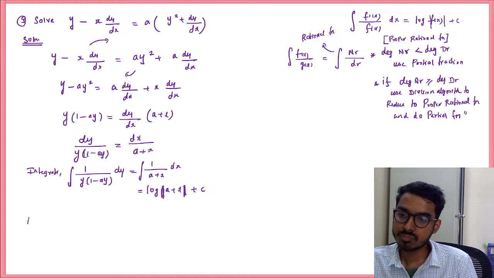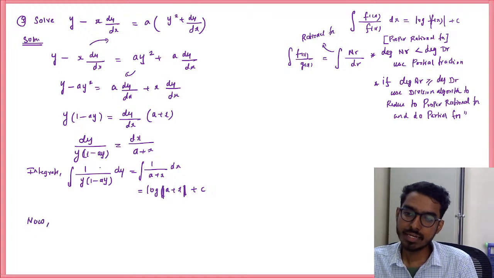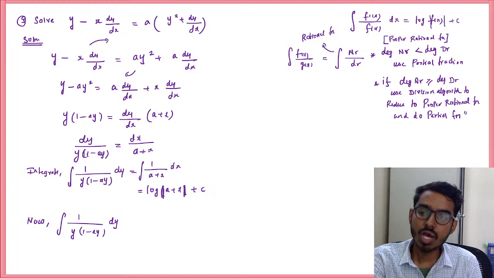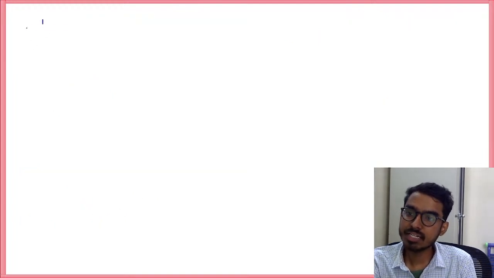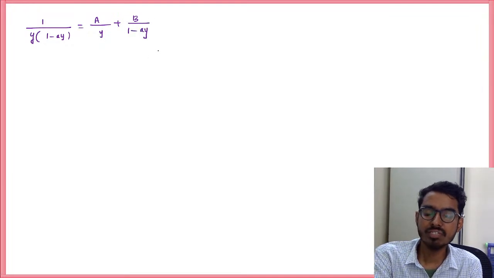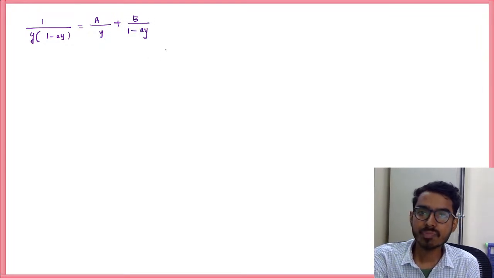Now you will integrate this, right? Now to integrate 1 divided by y into 1 minus ay dy, you have to make use of partial fraction. So how do you write 1 by y into 1 minus ay? This is a by y plus b divided by 1 minus ay. This is how you write partial fractions, right?